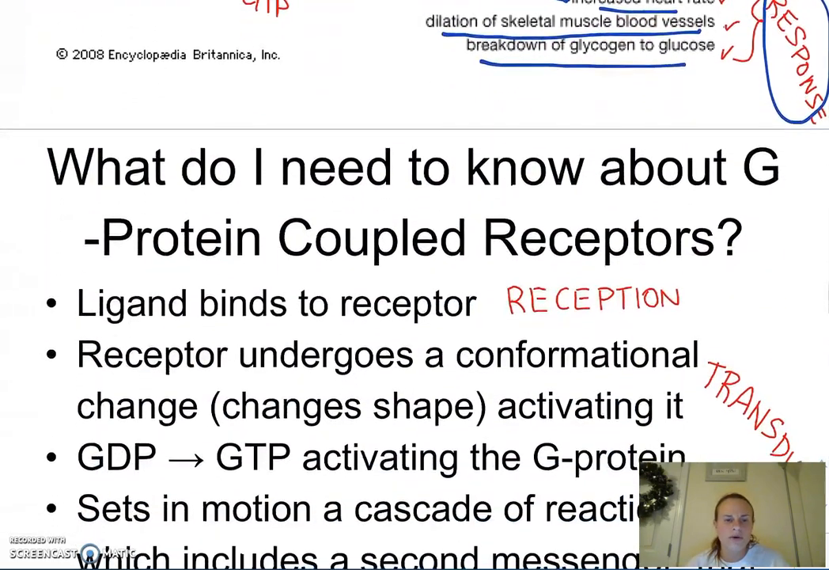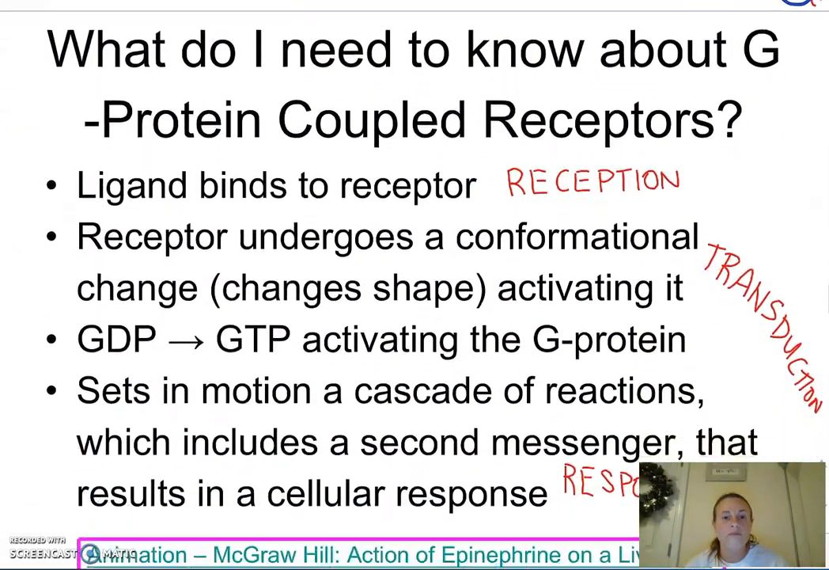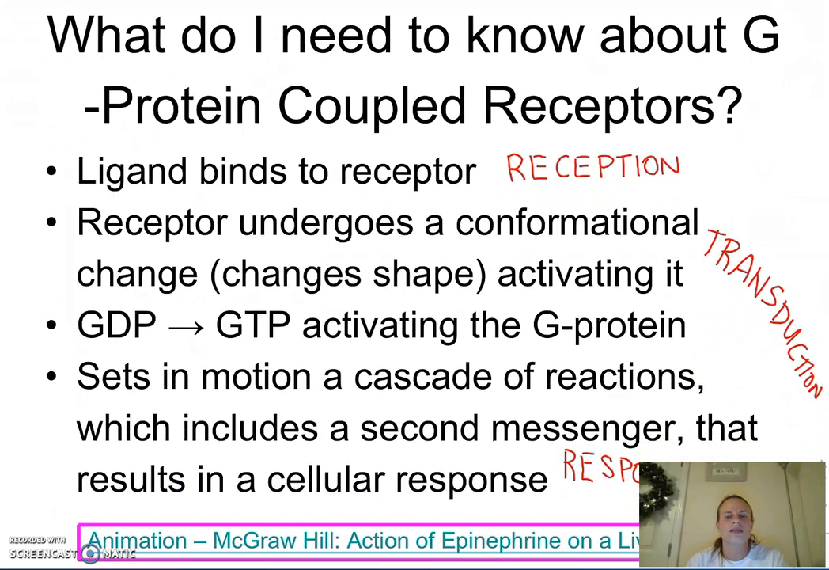So do you need to know the nitty-gritty, every single part of a G protein coupled receptor? No, this is what you really need to know. That a ligand binds to the receptor. So for example, epinephrine binds to your G protein coupled receptor. That G protein coupled receptor undergoes a conformational change, meaning it's changing shape, activating it.